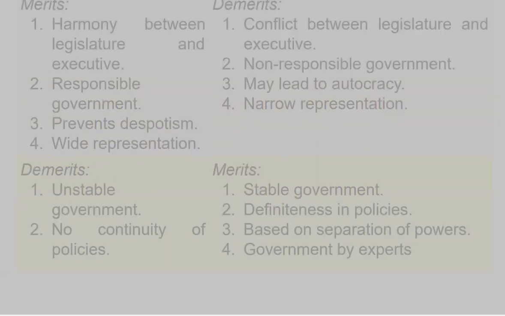Demerits. 1. Conflict between legislature and executive. 2. Non-responsible government. 3. May lead to autocracy. 4. Narrow representation. Demerits: 1. Unstable government. 2. No continuity of policies.